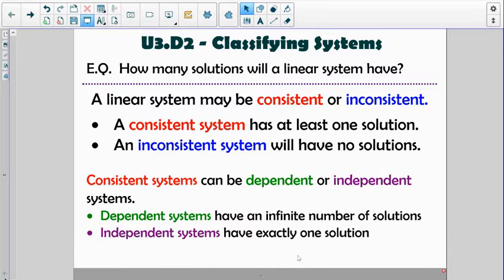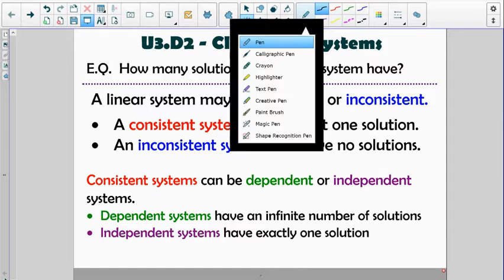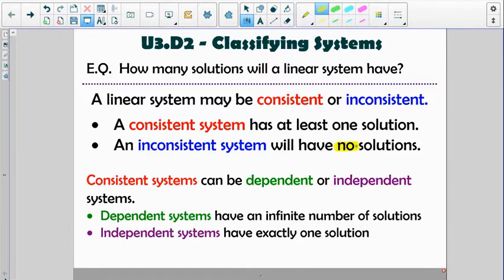Okay, so if we look at what are the different types of solutions that are possible here, we have no solutions if it's an inconsistent system. We have an infinite number of solutions if it's consistent and dependent. And then we have exactly one solution if it's consistent and independent.